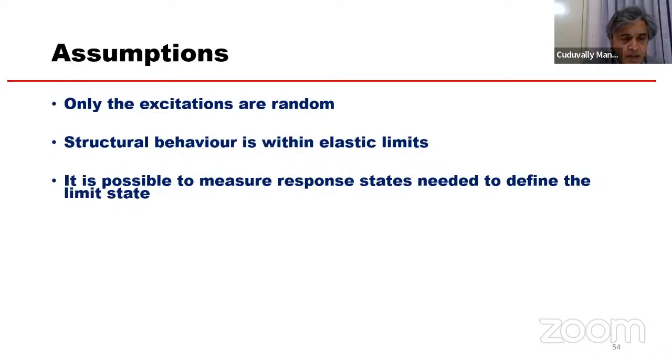Now, the assumptions that we have made so far in our work are that only the excitations are random, and also the structural behavior is within elastic limits. Another important assumption is that whatever quantities are needed to define the limit state, as far as the system response is concerned, we should have the ability to measure them: the strain at a point, or displacement at a point, or acceleration at a point. You should be able to measure that. That much measurement has to be done. No other measurements are needed.